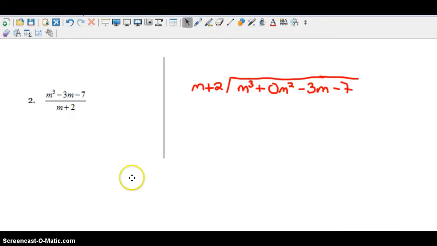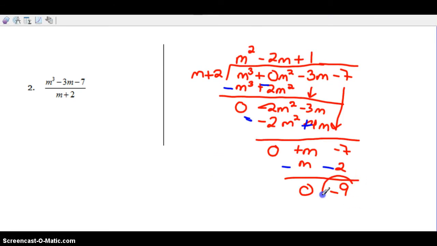This is another example for long division, but if you notice, it's missing an m squared term. So when we set it up, we have to put a placeholder in with a 0m squared. Otherwise, long division won't work, and synthetic division won't work either, which is going to be your next way to do this type of problem. However, we have to have 3, 2, 1, and then constant at the end. You've got to always start with the highest and then drop by 1 when you set it up. So go ahead and pause the video here, try this one, and then push play to check.